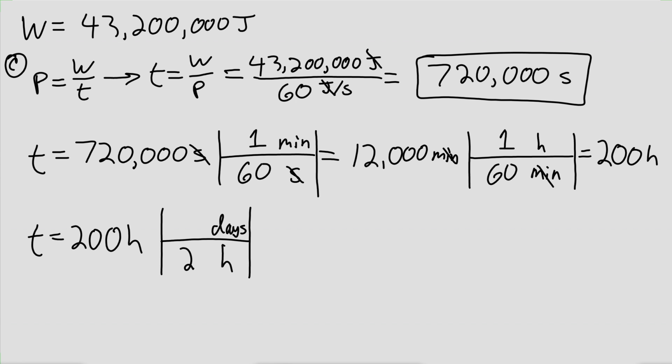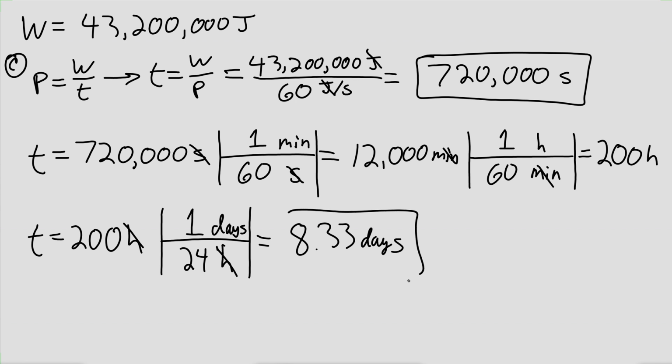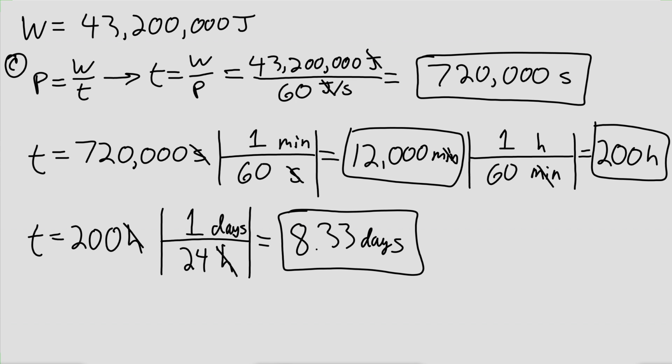So one thing I know is that 24 hours is the same thing as 1 day. So doing this would get us out of hours and put us in units of days. So 200 times 1 divided by 24, 8.33 days. So that was my last answer. I guess actually these are all of my answers for Part C, all these guys.